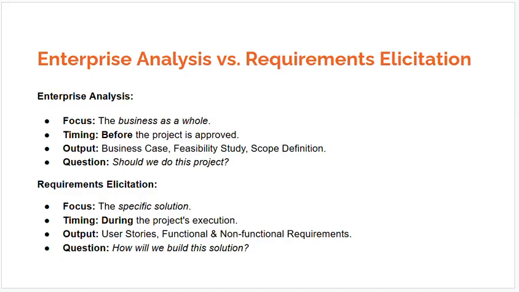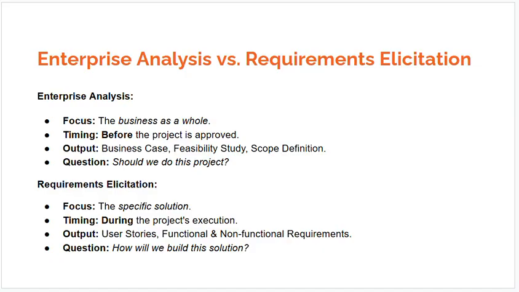And then the timing. Enterprise analysis happens before the project is approved by the stakeholders, and requirement initiation happens during the project execution, or after the project is approved by the key stakeholders. So that's the difference between enterprise analysis and requirement initiation in timing.